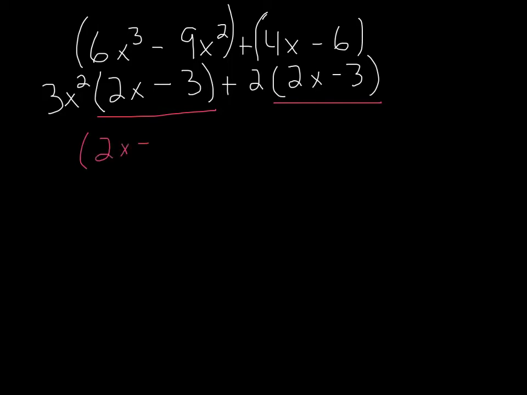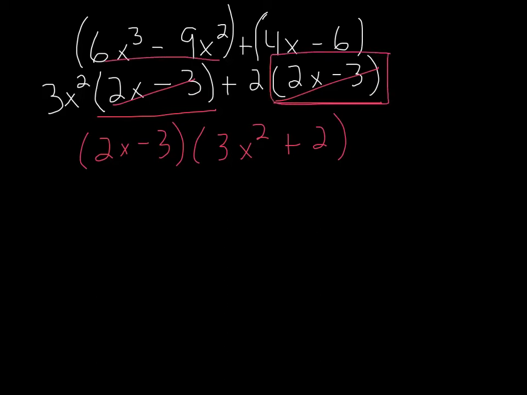You get 2x minus 3 pulled out of them now. If I pull 2x minus 3 out of the first one, I'm left with 3x squared. And if I pull it out of the second one, I'm left with plus 2. And now I'm done. So it's pretty simple. What you're hoping for is that when you factor this out, you have a term in common that you can pull out of both of them, and then you're left with your two binomials. All right, let's keep going.